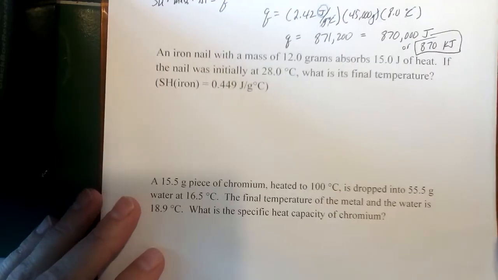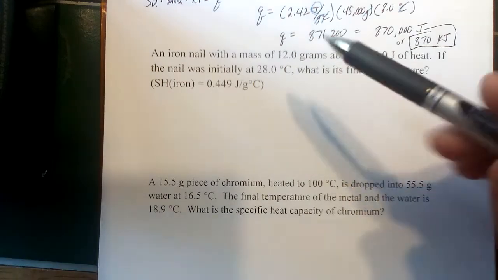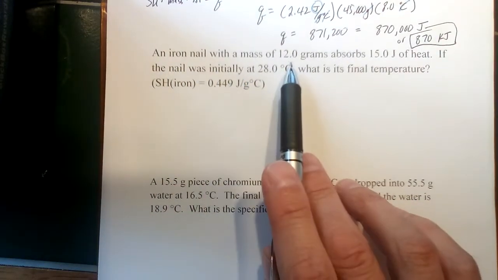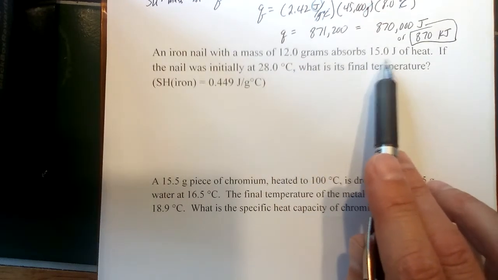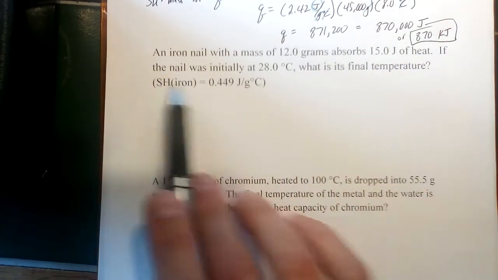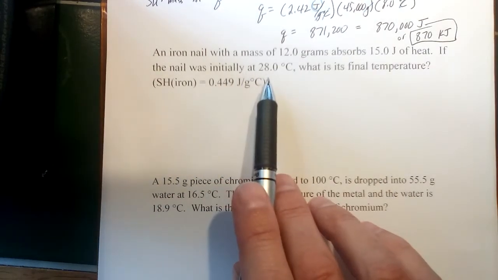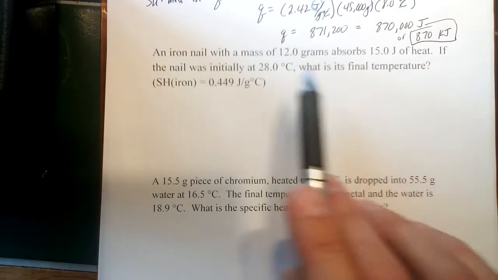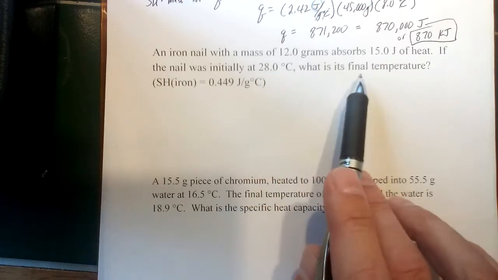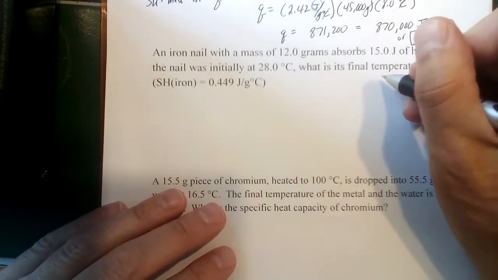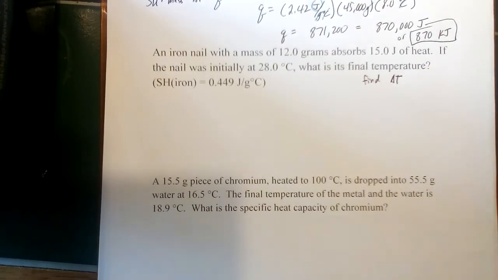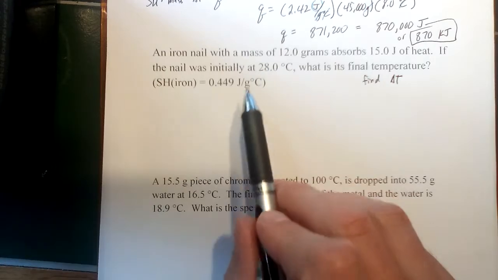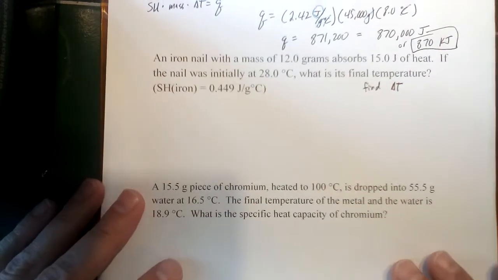Okay, now let's look at another version. Here we've got an iron nail. We're given the mass, 12 grams. We're given the quantity of heat it absorbs, 15 joules. And we're told if the nail was initially at 28 degrees C, what is the final temperature? Okay, so if we don't know what the final temperature is, that means what we're trying to solve for here is delta T. So we want to find delta T. Now the problem isn't quite over when we find delta T, because we'll have to figure out, starting from this temperature and applying that delta T, what is the new temperature.